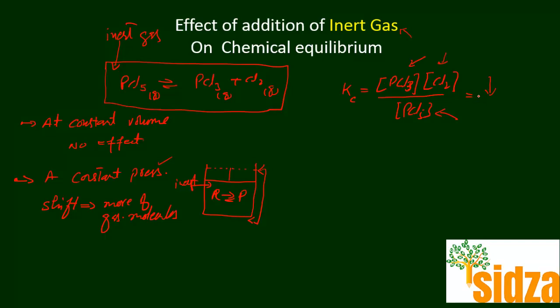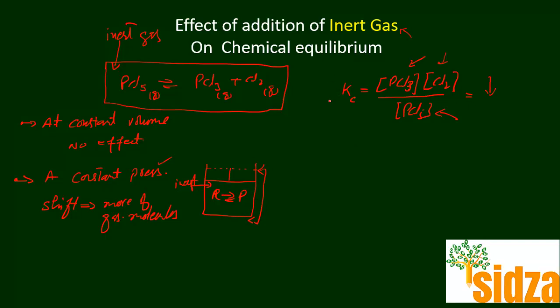Okay, the equilibrium constant will decrease. Now to keep the equilibrium constant a constant, that means to increase it, because we know that the equilibrium constant remains constant as long as the temperature is constant, right? As per Le Chatelier's principle also, if you are adding an inert gas at a constant pressure, the volume has to increase and therefore this K will decrease.